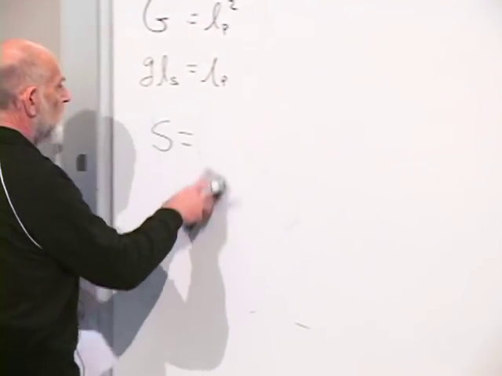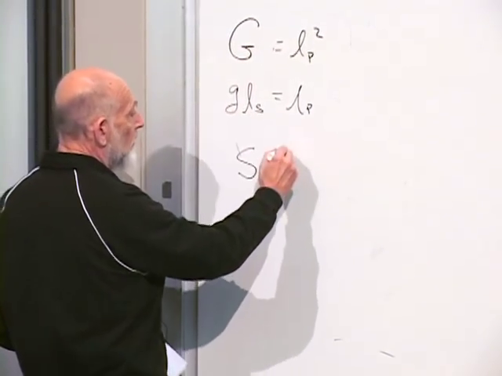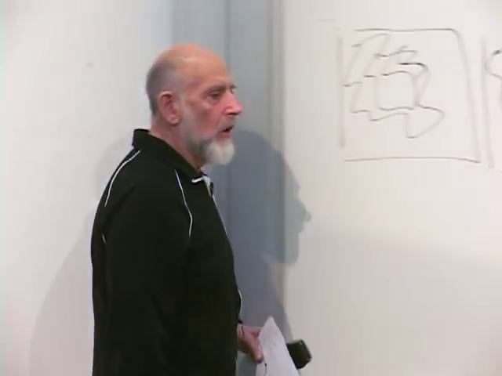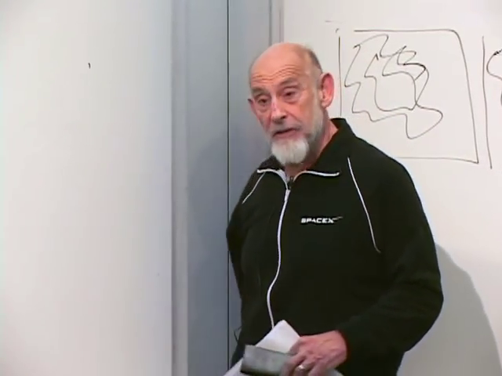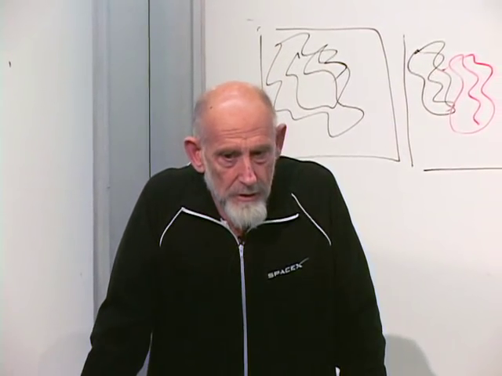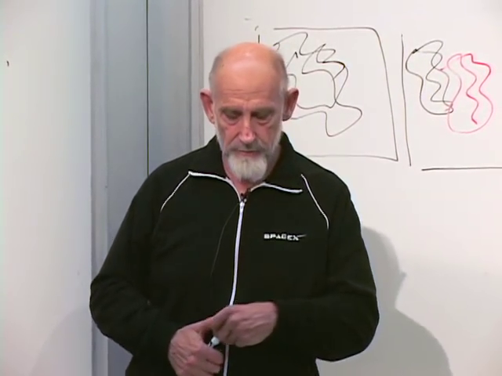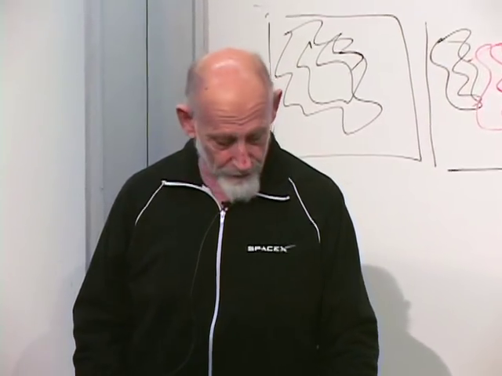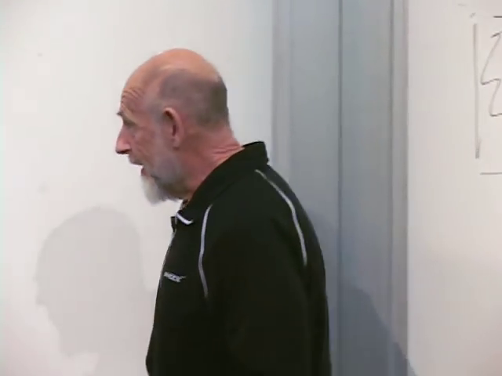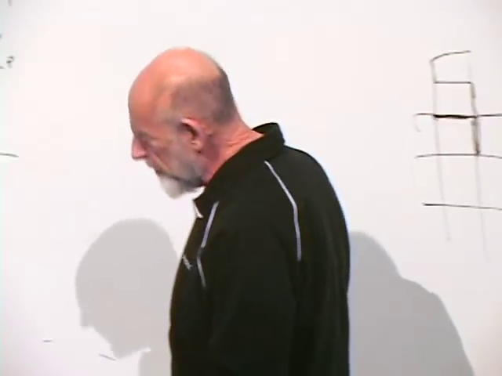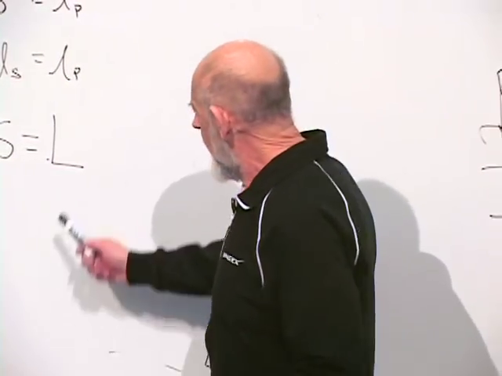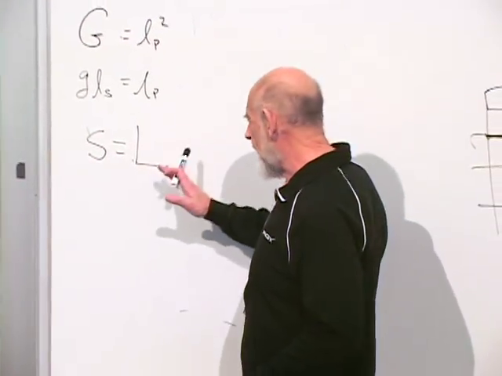Let me write it not as the string length, but as the length of the string. Let's just call it L. But that's not a consistent equation. Why not? Entropy is dimensionless. Entropy has no units. At least in modern statistical mechanics, where we're familiar with the idea that entropy is really energy. No, entropy is not, temperature is energy. Entropy has no units. Length has units, so this equation can't be right.